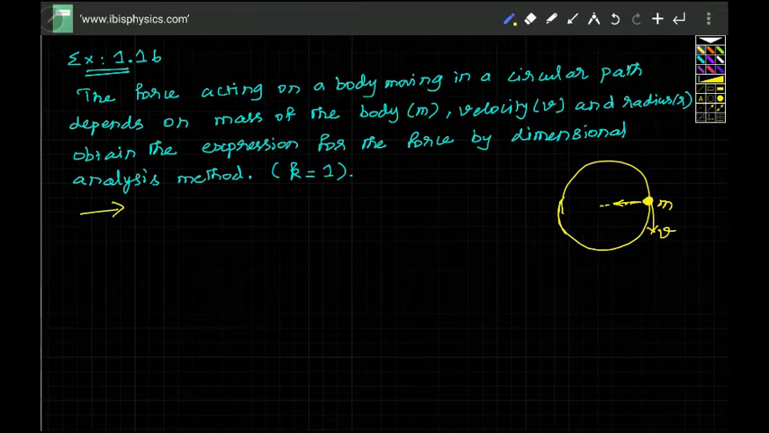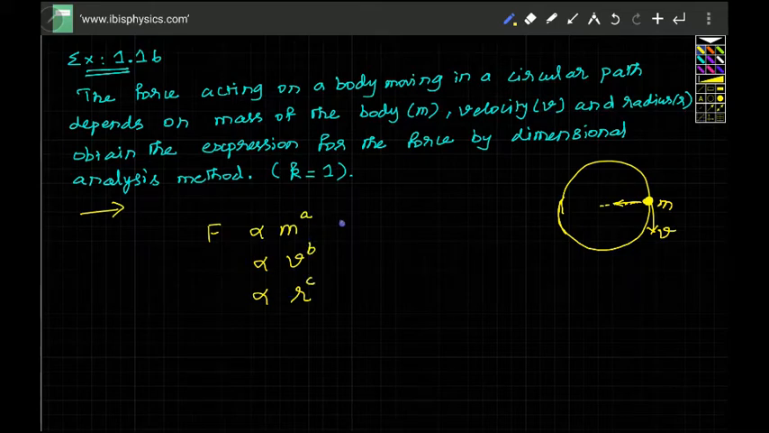So what we are going to do is compare the dimensions of force with the dimensions of the quantities on which it depends. For instance, here what they have given is force. It may be proportional to mass, it may be proportional to velocity, it may be proportional to radius. But to what extent? Mass square or mass power 4, we don't know. So force is proportional to mass power A, velocity power B and radius power C. When you combine these three, you can write force is equal to some constant we have to introduce.